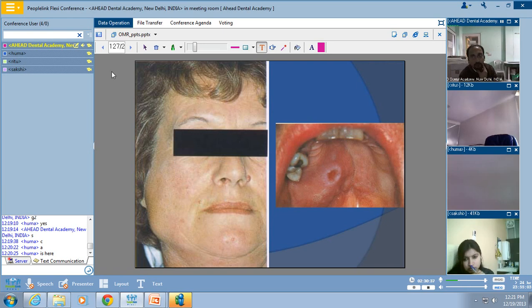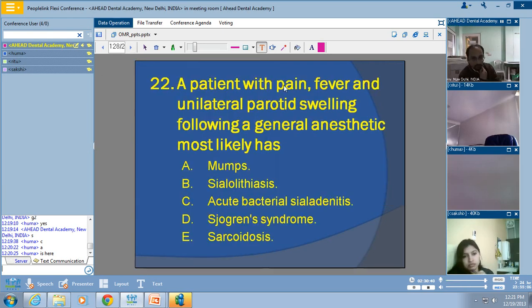What will be the answer of this question 22nd? A patient who comes to you with pain, fever and unilateral parotid swelling following a GA most likely has. Very good. Why not mumps? Well, most commonly students think that mumps is the answer, but remember, it is not mumps, because mumps is generally bilateral, that's true, and moreover, very clearly in the question it is written following a general anesthesia. So when a patient has a history of taking general anesthesia, the patient's immunity has become less and this has resulted in the formation of sialadenitis.